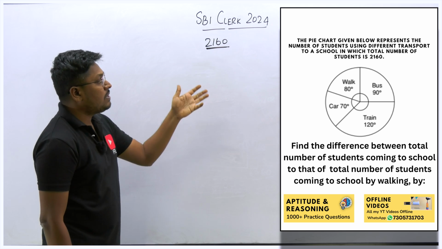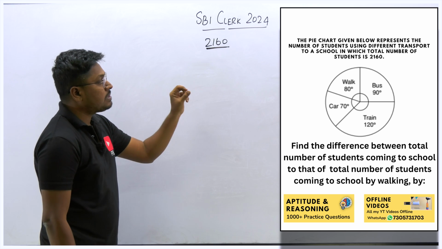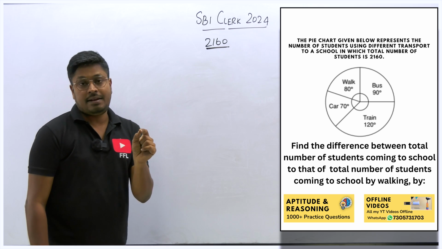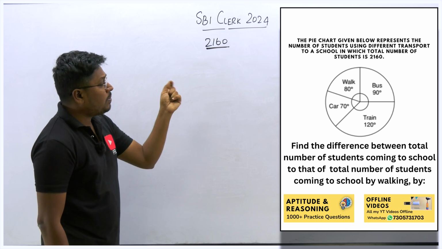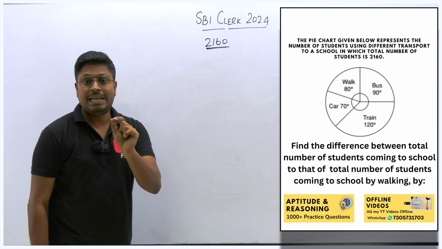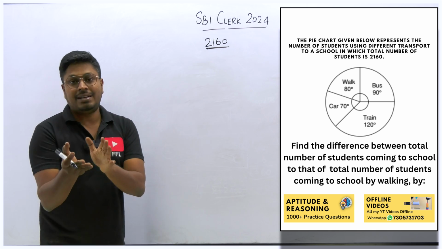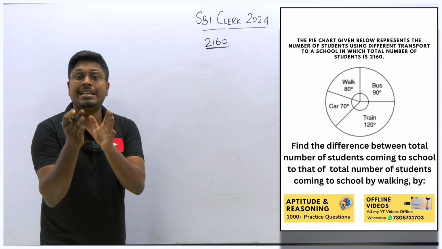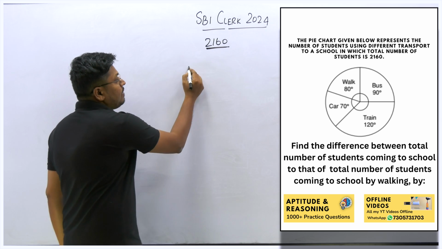So just look at the difference here, total number of students coming by bus. So bus is how much? 90 degree. And walking, right? So 90 degree is bus, walking is how much? 80 degree. And our target is to find the difference. So 90 degree minus 80 degree will be 10 degree. So 10 degree will be the difference.